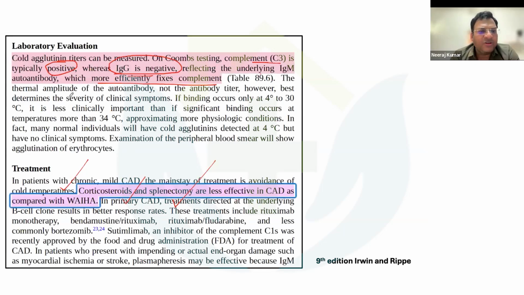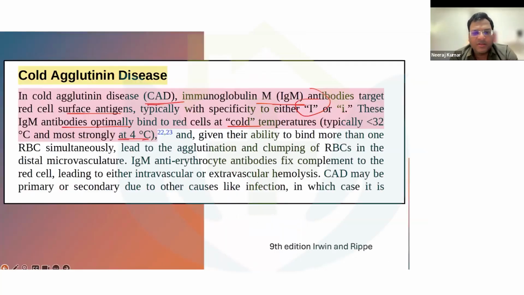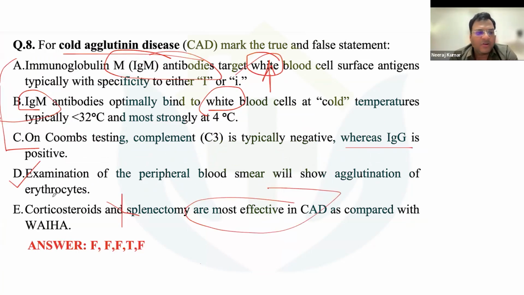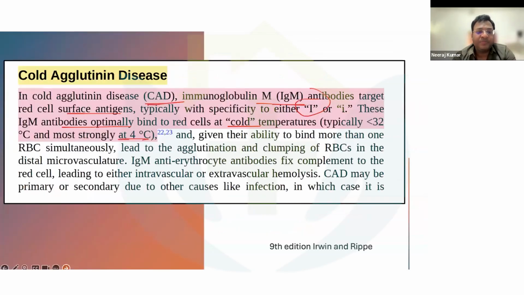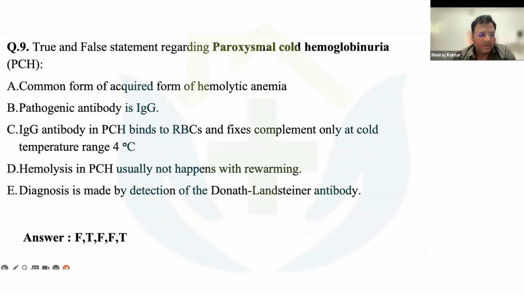On peripheral examination, examination of peripheral blood will show agglutination of erythrocytes. If you have closely seen this option, here erythrocytes and here leukocytes is written, so either of these options will be right. So till now, I'm very sure that you all have understood the concept of cold agglutinin disease, but you have to read it later also. Now coming to the next point.